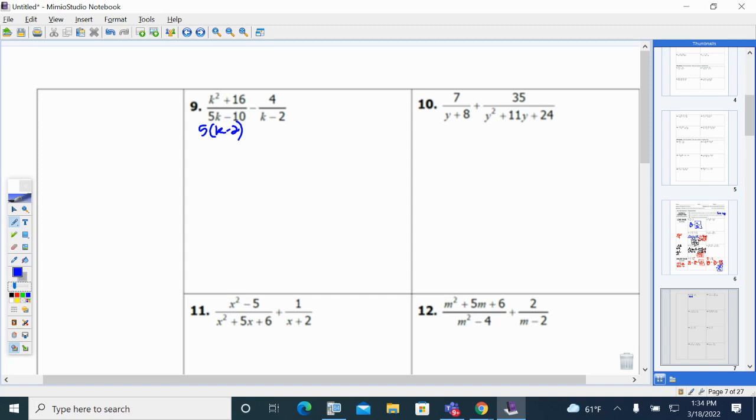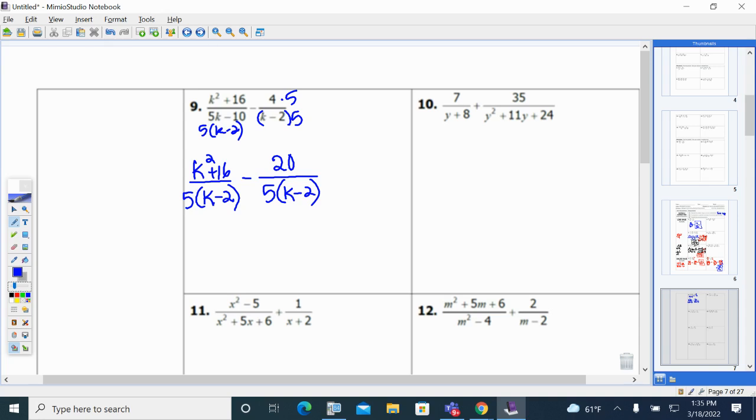So the common denominator is going to be 5 times k minus 2, because again, we're looking for something that they both will divide into evenly. On that first fraction, the denominator is not changing, so the numerator is not changing. For the second fraction, we need to multiply by 5, so we're going to do the same thing in the top, and we get 20. So now that we've got common denominators, we can subtract.